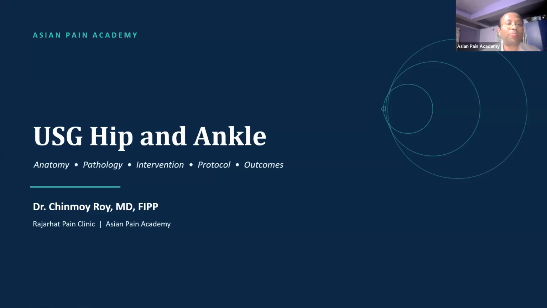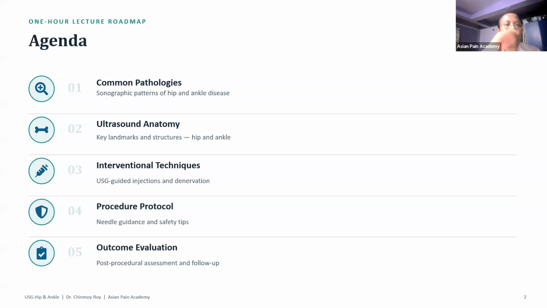Yeah. So, USG of hip and ankle. These were the agendas. First we'll go with the common pathologies, because I don't want to talk about the sonoanatomy of the total area. The anatomy we should know is that of the area required for identifying the main pathologies. If that is not required for a pain physician, I am not talking about it. Then ultrasound anatomy also.